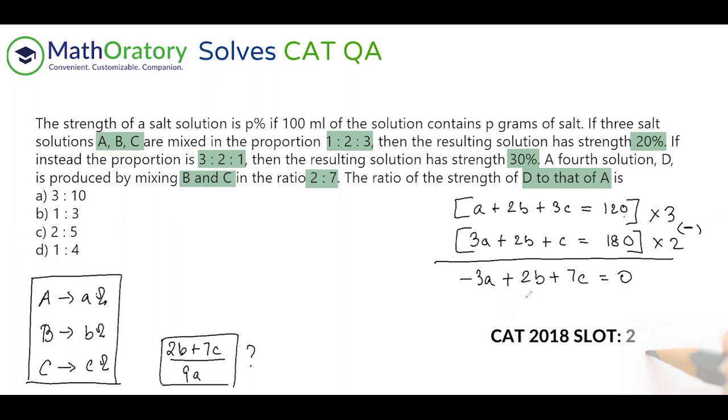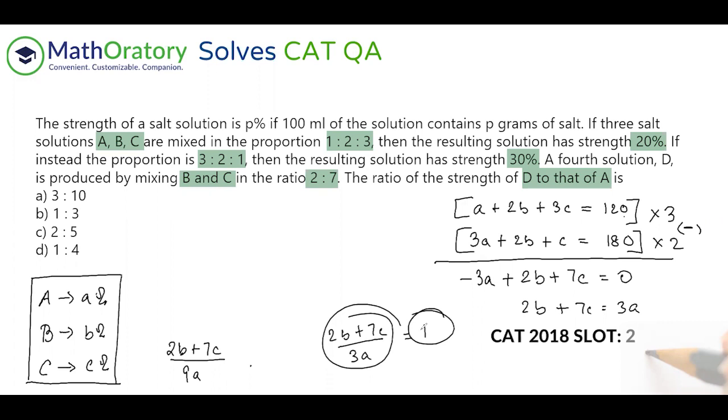Now our job is done, because then 2b plus 7c is equal to 3a, or what we now know as 2b plus 7c by 3a is equal to 1. Implying that our requirement out here, in order to get 9a instead of 3a, all we need to do is just divide by 3 on both the sides. So this will be 1 by 3. That should be our answer, option B. Brilliant question, but a little tough to do in time pressure, I believe.